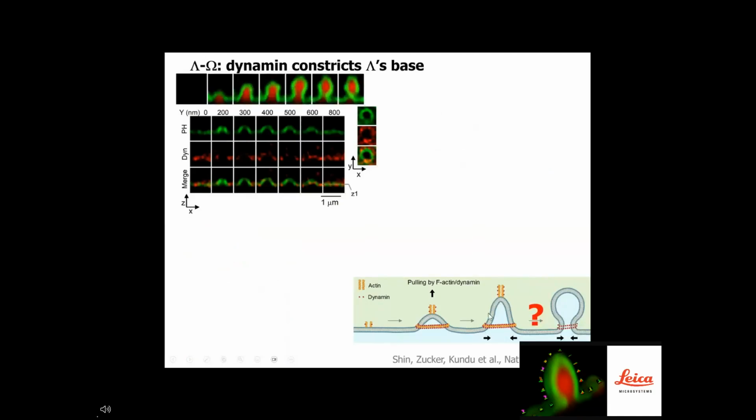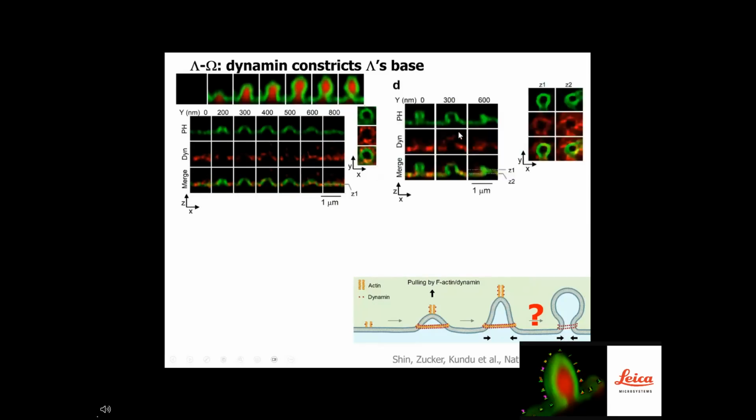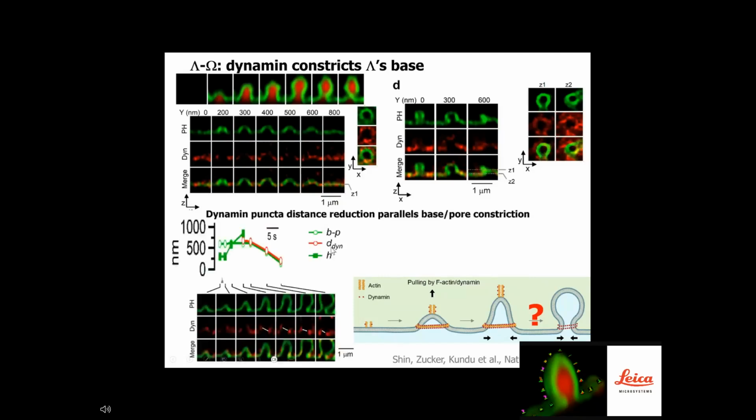Our next question is how this lambda shape is then converted into the omega shape. We notice that the dynamin in red surrounds the base of the lambda shape. Also, dynamin in red surrounds the base and pore region of this omega shape, as shown here in these XY plane images across the pore region. We see dynamin in red that surrounds the pore region of the omega profiles, and this can be better observed here in this dynamic change from the lambda to omega profiles.